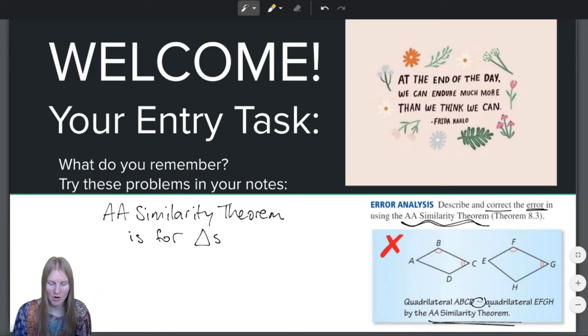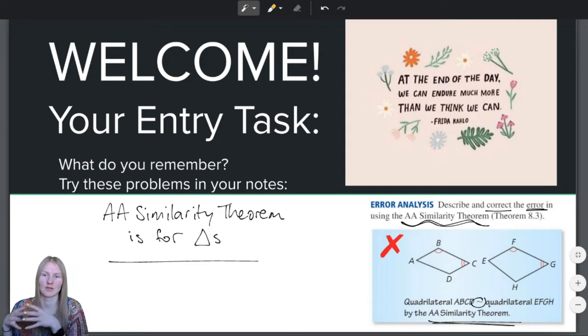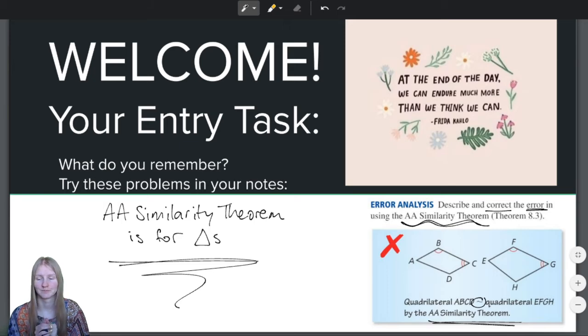So their error was they used a theorem for triangles on a set of quadrilaterals. And you can't do that. So if we were to correct this error, we would say there's no way of knowing. Like, we don't know if these are similar. And actually, we can tell they're not similar, right, by looking at A is not congruent to E, etc., etc. But their mistake was that they used a theorem that was for triangles on quadrilaterals. Can't do that. Okay, good.